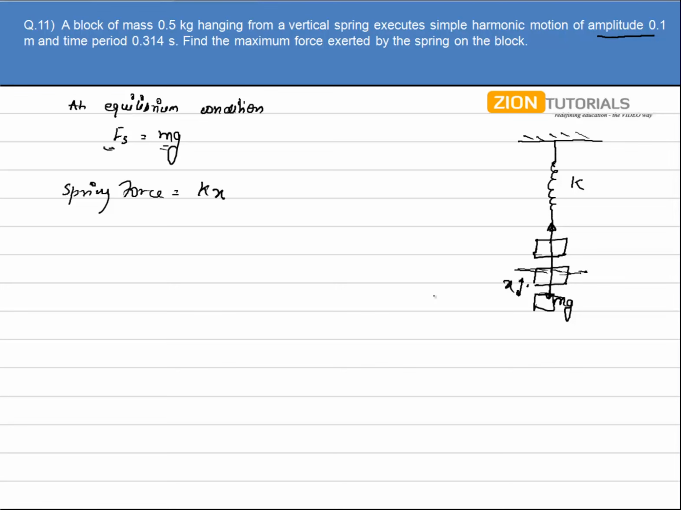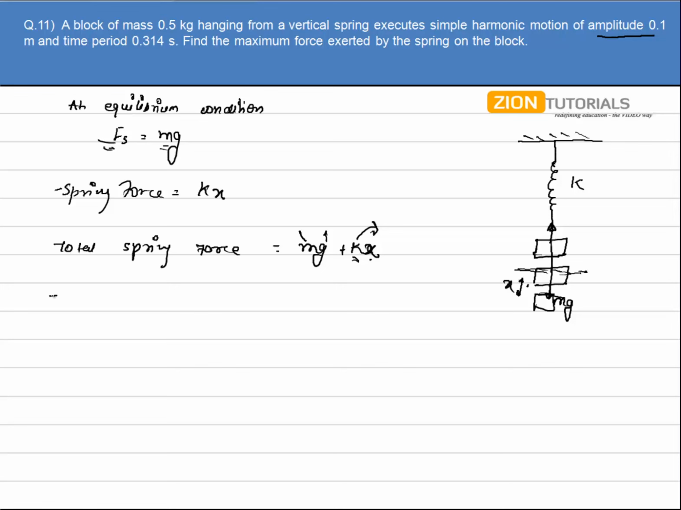So at that instant the total force that is acting on the block will be equal to mg plus kx, that is the earlier spring force plus the extra spring force. That will be my total spring force. Now I have to calculate the value of k, because I know the value of m, g is always known, and x, that is the amplitude, is also known.